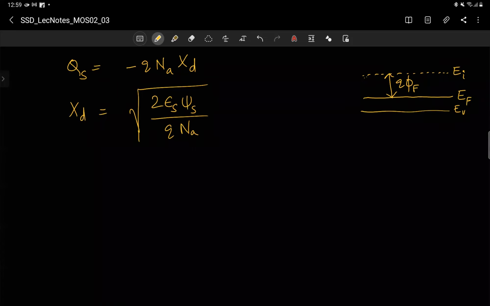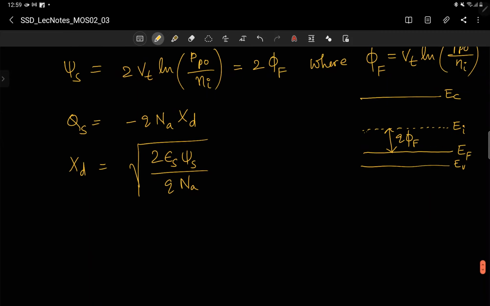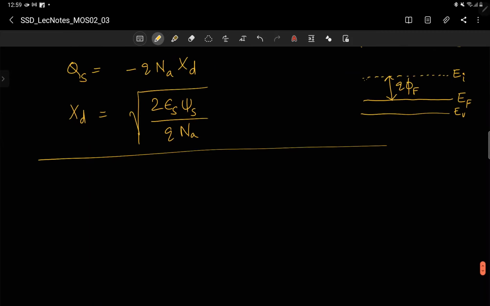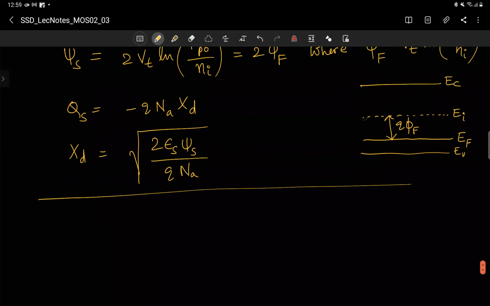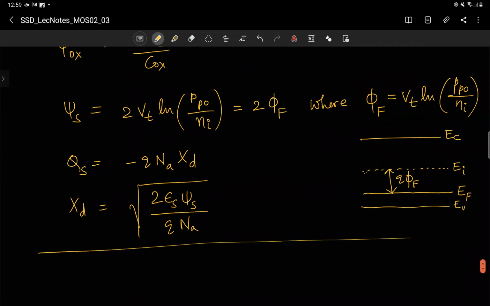So psi s is 2 phi f. So here, if you put 2 epsilon s, I will not write because there is a point in not writing here. Okay, this is only for threshold voltage. Just a second, let me just recollect if anything is missing from threshold voltage. So yeah, let us write this QS.